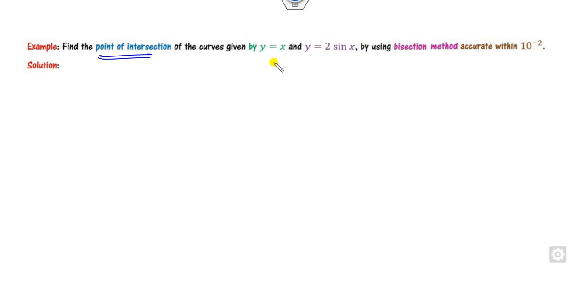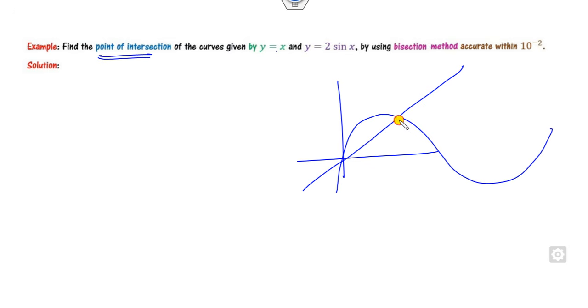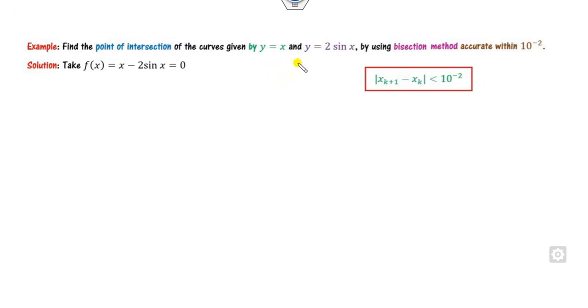Find the point of intersection of the curves y is equal to x and y is equal to sine of 2x. So that is the point of intersection. How can you find it? We can first write the function in terms of x minus 2 sine x, or you can also write this function as of this one. That's totally your choice. And we need the accuracy of 10 raised to power minus 2.